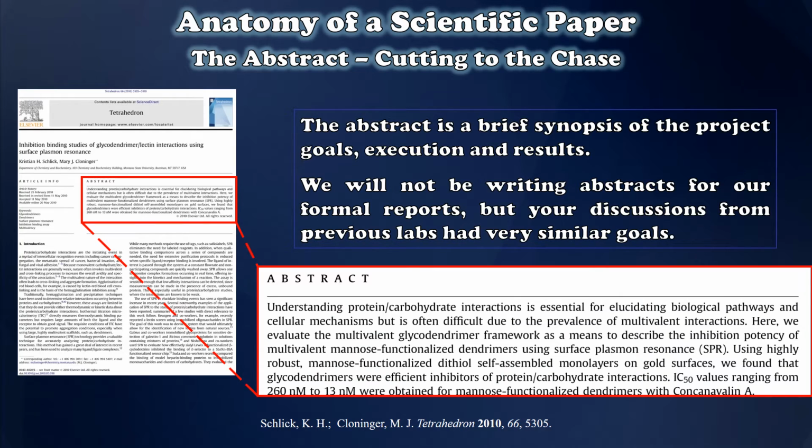So in the abstract for our paper, I can scan it very quickly and realize this is a paper about protein-carbohydrate interactions, which are important in biological processes, that the author is going to study them using surface plasmon resonance, and even that some of the values they obtained were in 260 to 13 nanomolar binding constant ranges. So it gives me everything from their system to their goals to their methodology and results, all encapsulated in a very, very short sales pitch.